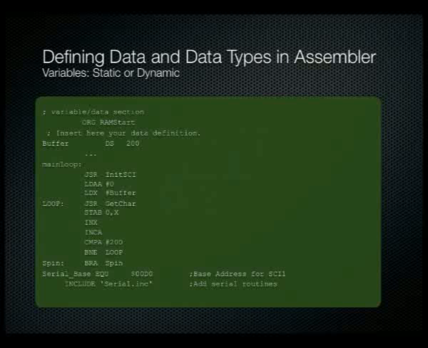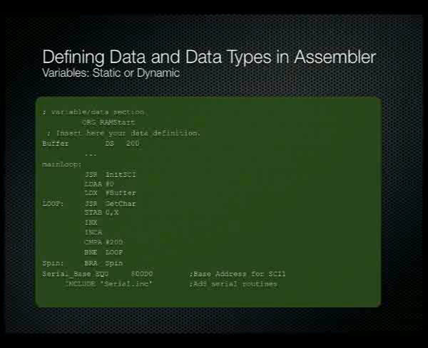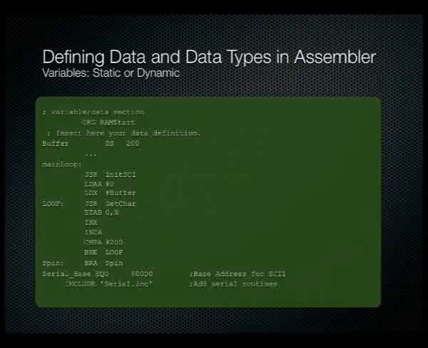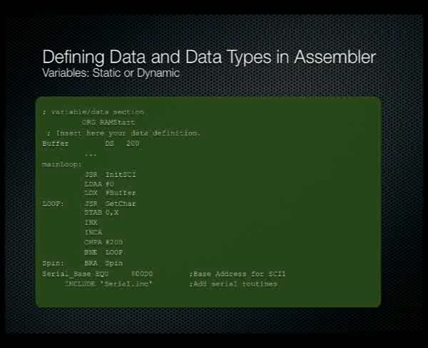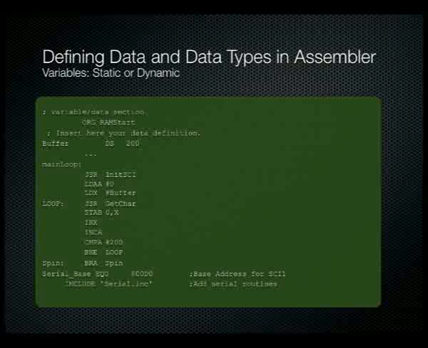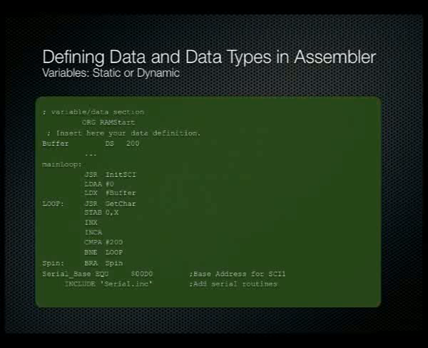I've given an example here of a statically defined variable, which is of size 200. I've initialized a serial device again. I've simply loaded accumulator A with zero. Accumulator A in this case is going to be my counter to keep track of how many bytes I've put into my buffer. I then load the X register to point to the start of my buffer. I then JSR to getchar, a subroutine that will grab a single character from the keyboard and return it in accumulator B. So I simply get that value back through accumulator B.